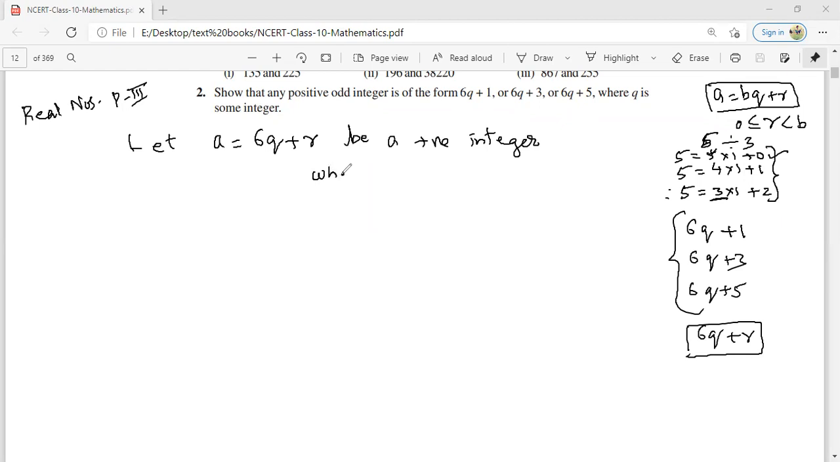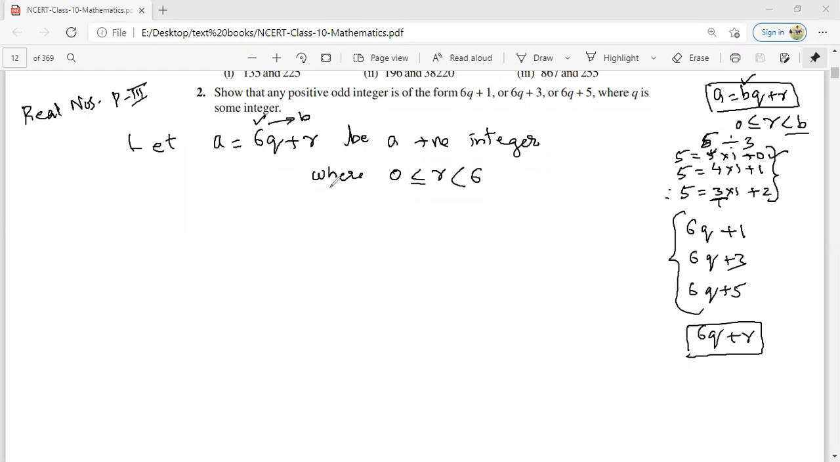Now, can you tell me where r will vary from? r will be greater than or equal to 0 and less than b, less than the divisor, 6. This number. You can see here b. r is less than b and b is here. a is this. Here 6 is playing the role of b.